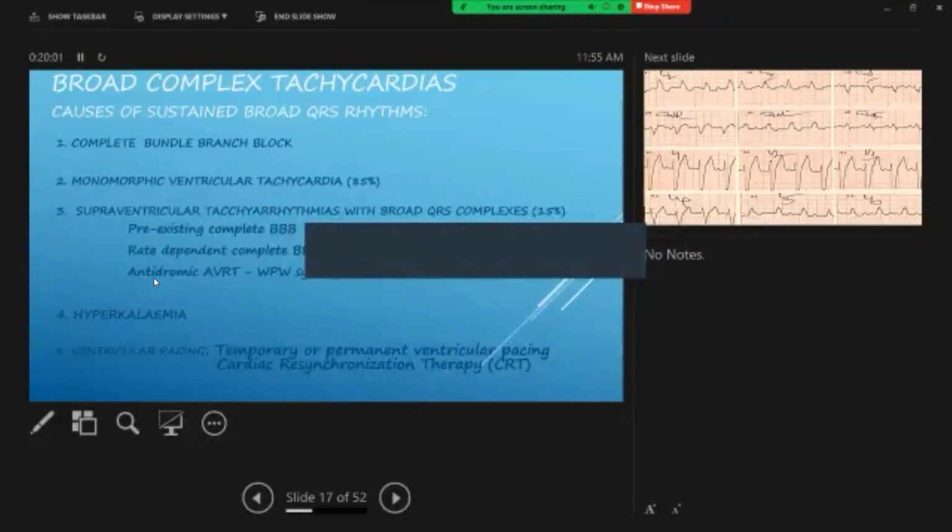Then patients with supraventricular tachycardia due to accessory pathway conduction can develop broad complex tachyarrhythmia because of this accessory pathway antegrade conduction. These are the three mechanisms by which supraventricular tachycardia can present with broad QRS complexes. Then you have to remember that hyperkalemia can present as broad complex tachycardia. Then ventricular pacing, because of the presence of capture beats, can give rise to broad complex rhythms.